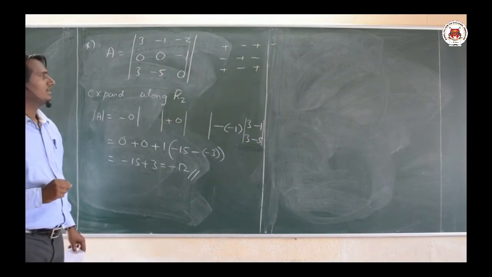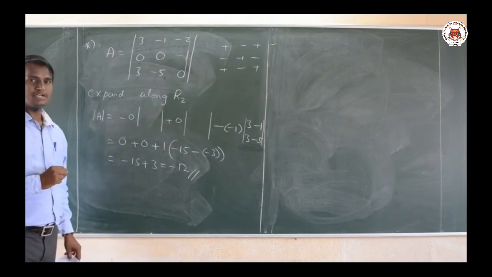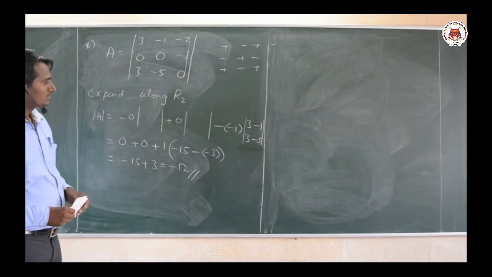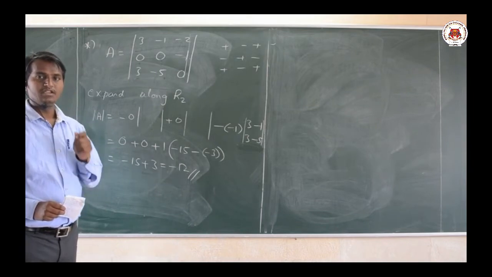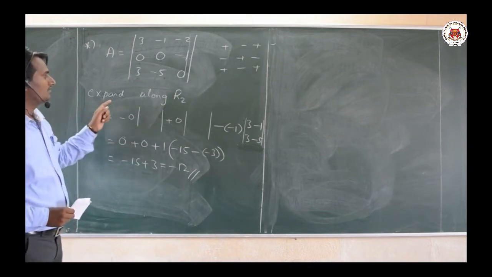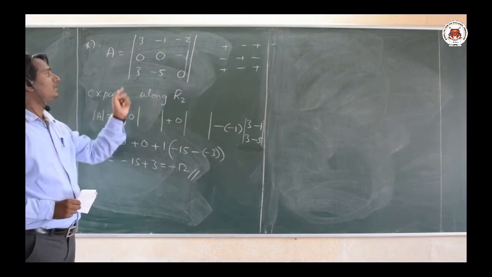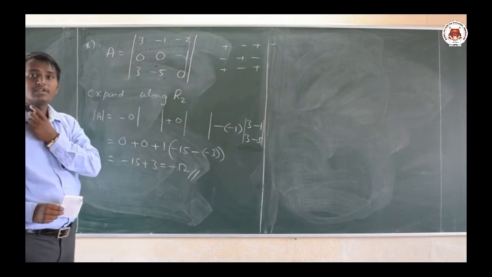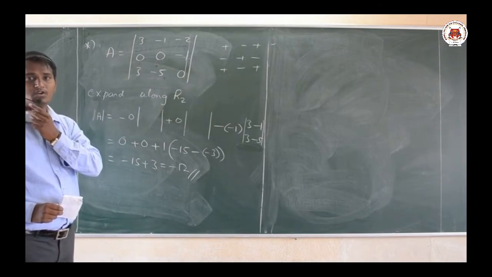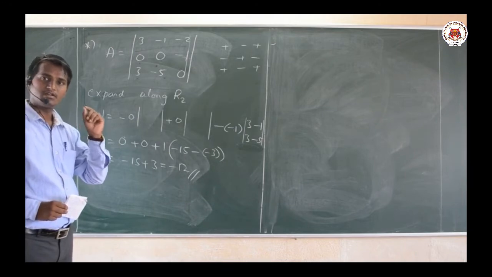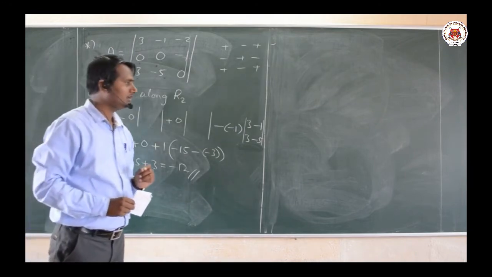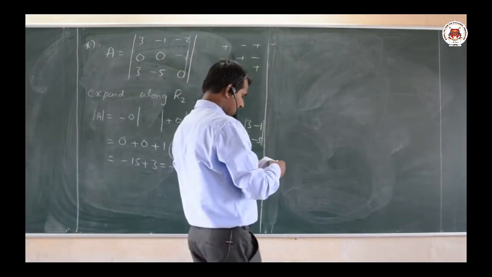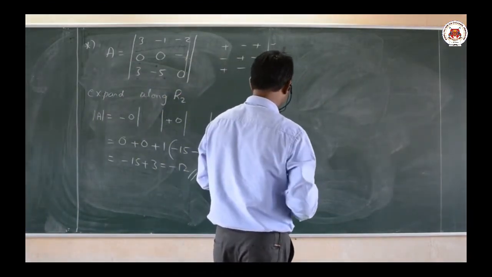Okay, now let us see one more problem related to this. Dear friends, always make the problem as simple as possible. Simple means you have to make use of this particular trick. Wherever the number of zeros is more, we have to expand along that particular row or along that particular column only. We shall move on to one more problem related to this example.